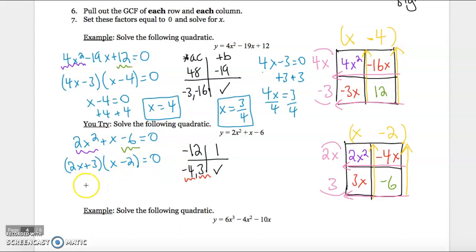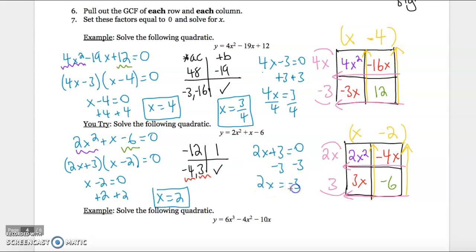And so now I separately set them equal to 0 and solve. So x equals 2 is one of my solutions. And then I took my other factor, set it equal to 0. So x equals negative 3/2 would be my other solution.